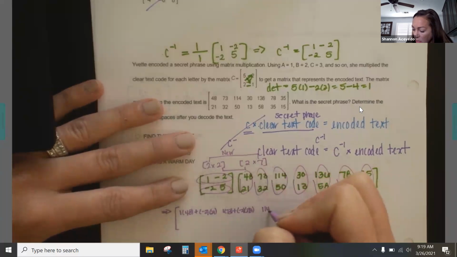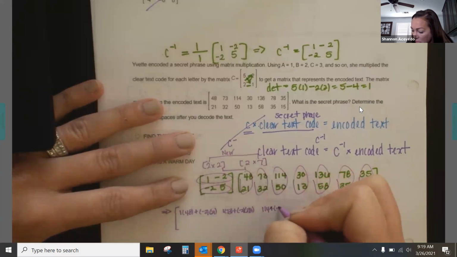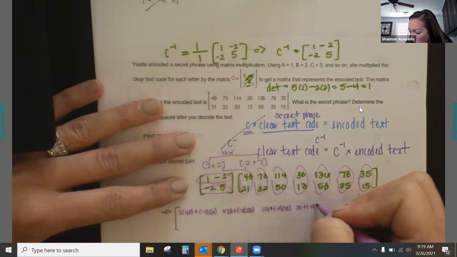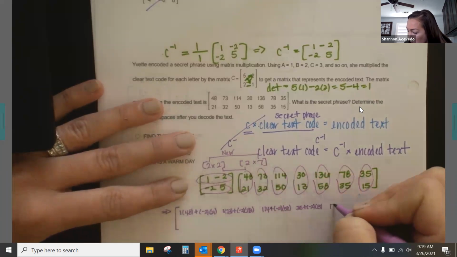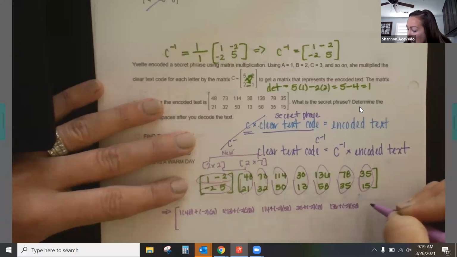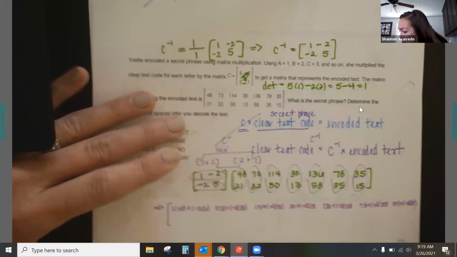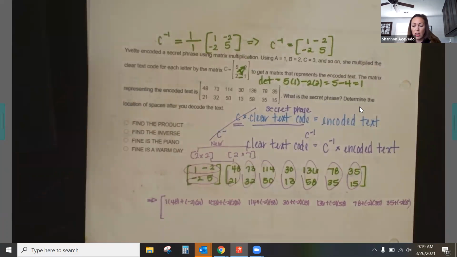So it's going to be 114, and then it's going to be plus negative 2 times my 50. And then it's going to be 30 plus a negative 2 times my 13. And then it's going to be 136 plus negative 2 times my 58. And then it's going to be 78 plus negative 2 times my 35. And then I'm going to have 35 plus negative 2 times my 15. Barely fitting it on there. And then I'll go ahead and do my second row there.